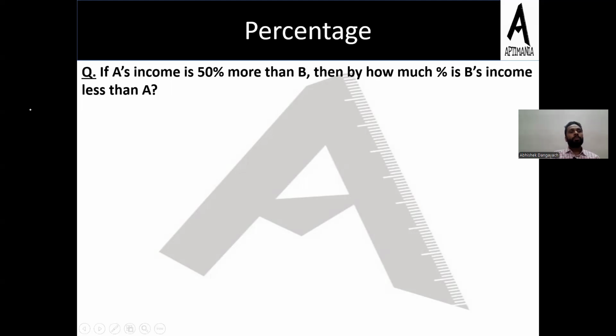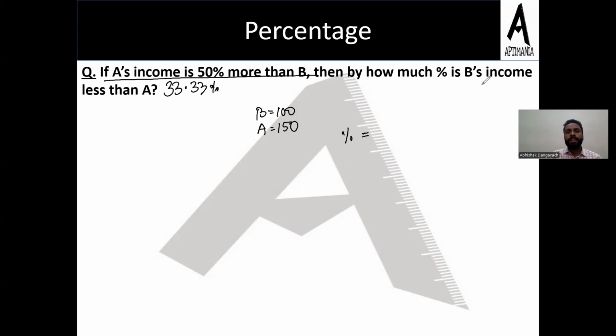Okay, so I hope you must have paused the video and must have solved it by now. The correct answer for this question is 33.33%. Let's check it out कि हो कैसे रहा है. A's income is 50% more than B. B की इनकम 100 rupees, A उससे 50% ज्यादा है, मतलब A की इनकम हो गई 150 rupees.